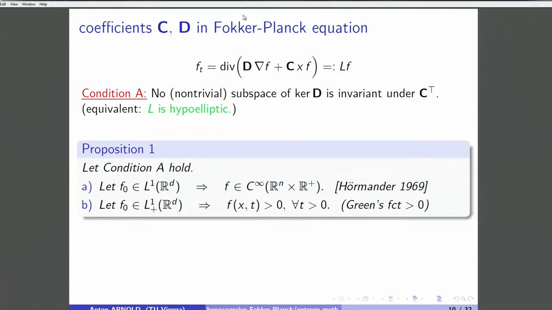So let me first make some assumptions on the coefficients that appear in my Fokker-Planck equation. These coefficients are the diffusion matrix and my drift matrix. So if you think back of this hypocoercive example that I've shown you, there we had a diffusive direction and a non-diffusive direction. And the drift matrix C had to mix these two directions. Therefore, it's plausible to make the following first assumption, that no subspace of the kernel of the diffusion matrix should be invariant under C transpose, because then you would lose this mixing.